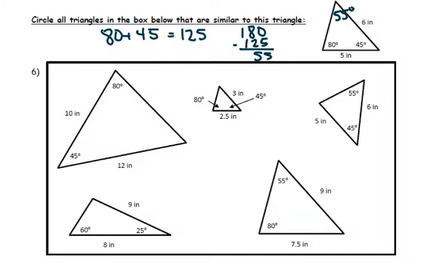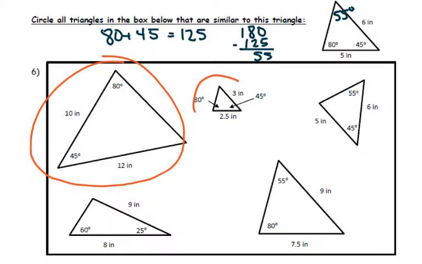Now if you go back to the paragraph above, it says that if you have two angles that are congruent, then their sides will be proportional. So all I'm going to look for are two angles that match these three angles here. So 80 matches and 45 matches, which means that this triangle is similar. We're going to go to the explanation of proportionality in just a moment. In the little tiny triangle here, 80 and 45 match with 80 and 45, so that is similar.